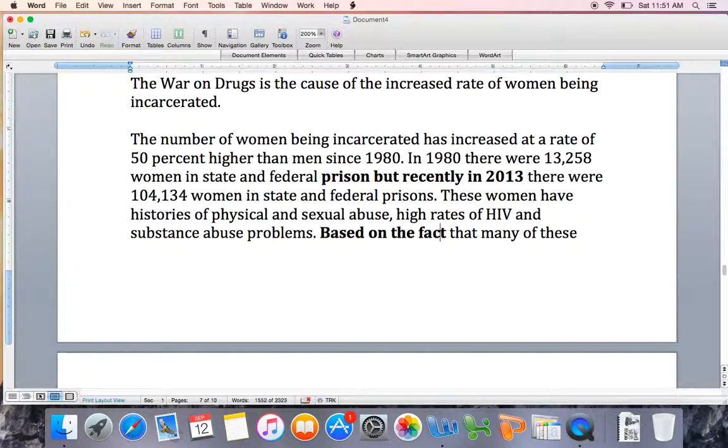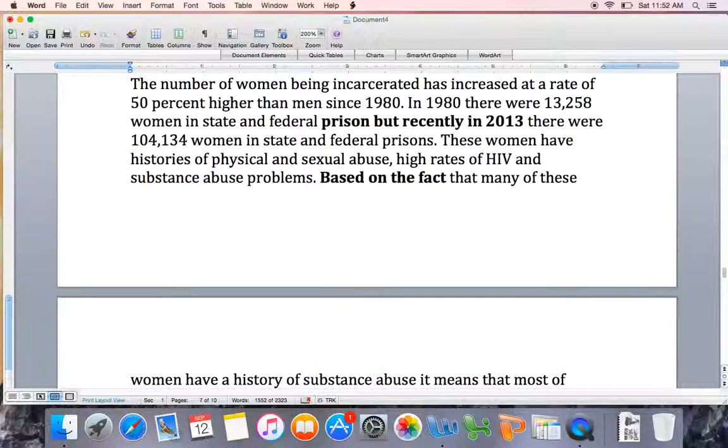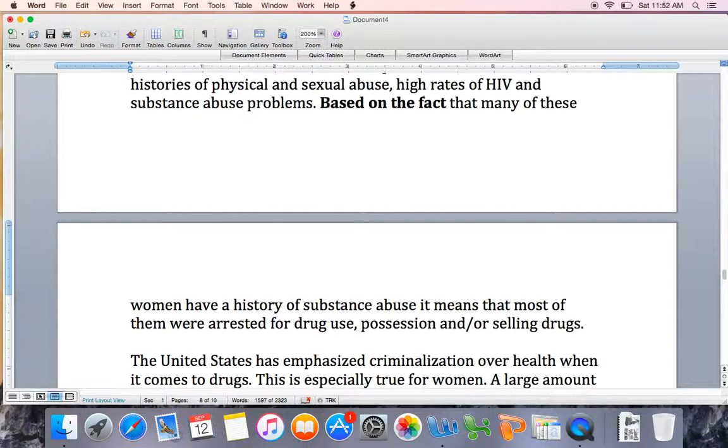Based on the fact, when you're using phrases like "based on the fact," "since the fact," "ever since the fact," right? That indicates that there needs to be a comma after you're done with that clause. So after your "based on the fact" clause is done, there needs to be a comma. So let's see when you're done referring to what the "based on the fact" is referring to. So, "Based on the fact that many of these women have a history of substance abuse, comma, it means that most of them were arrested for drug use, possession, and or selling drugs." Hopefully that was clear. That's something that we'll talk about more as the semester unfolds. This idea of a dependent clause starting your sentence means that when the dependent clause is finished, there needs to be a comma, and then the independent clause can begin.